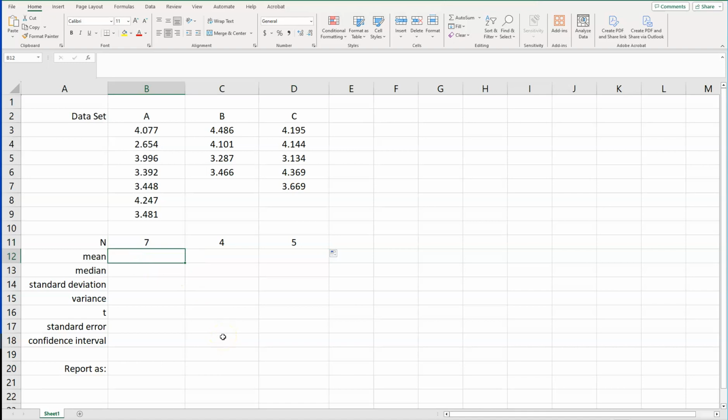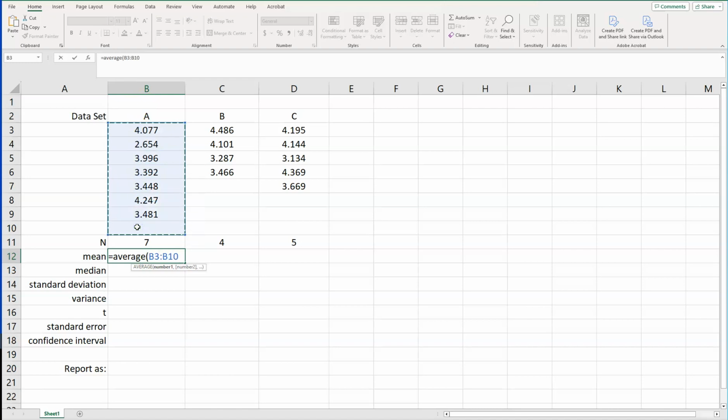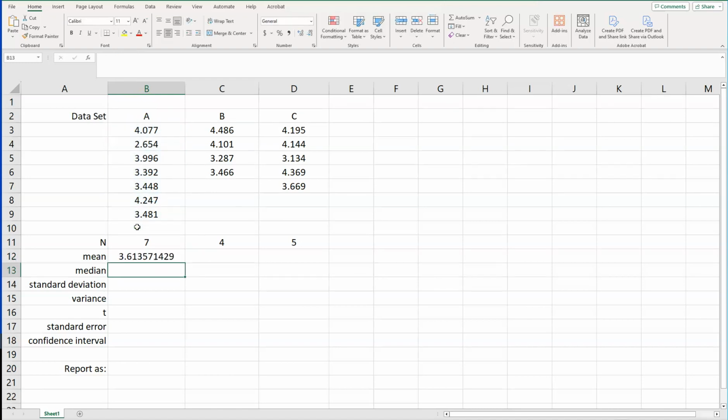Let's calculate the mean for each data set. We can use the average function. I can drag across the data area again, and there's the mean for data set A. I can drag over here to get the averages for B and C.